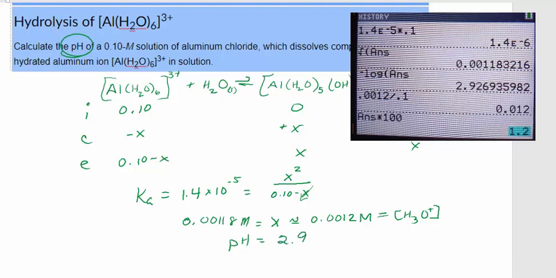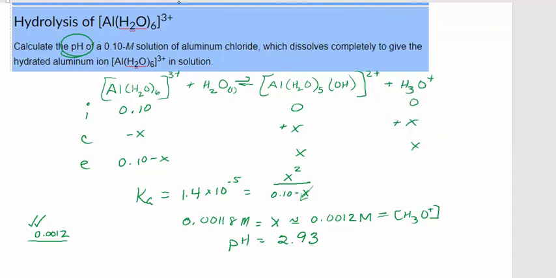Now let's do a double check and make sure that that simplification was appropriate. So I'm going to take my 0.0012 and divide it by my initial concentration, 0.1. Then I'm going to multiply that by 100, and the goal is to have that be less than 5. And I get 1.2%, so that simplification was just fine.